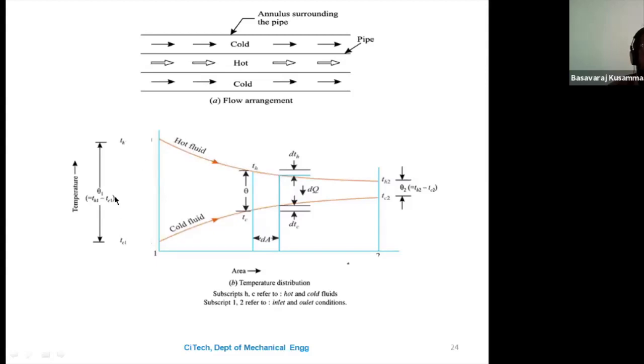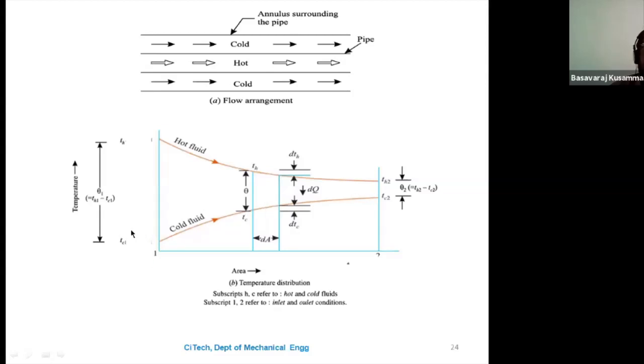Suppose the hot fluid is flowing in this direction, that means the inlet temperature of the hot fluid is very, very high. Understand? As the area of the heat exchanger increases, due to the heat transfer from the hot fluid to the cold fluid, the temperature of the hot fluid keeps decreasing. Now if we consider the cold fluid, initially the cold fluid temperature is very low. As the area or length of the heat exchanger increases, due to the heat transfer from hot fluid to cold fluid, the hot fluid loses heat and the cold fluid gains heat, so the temperature of the cold fluid increases.